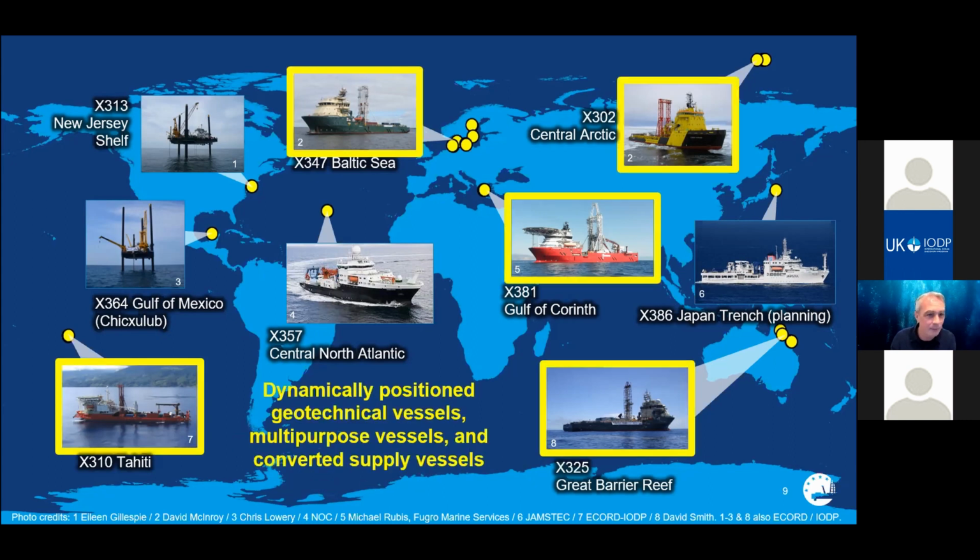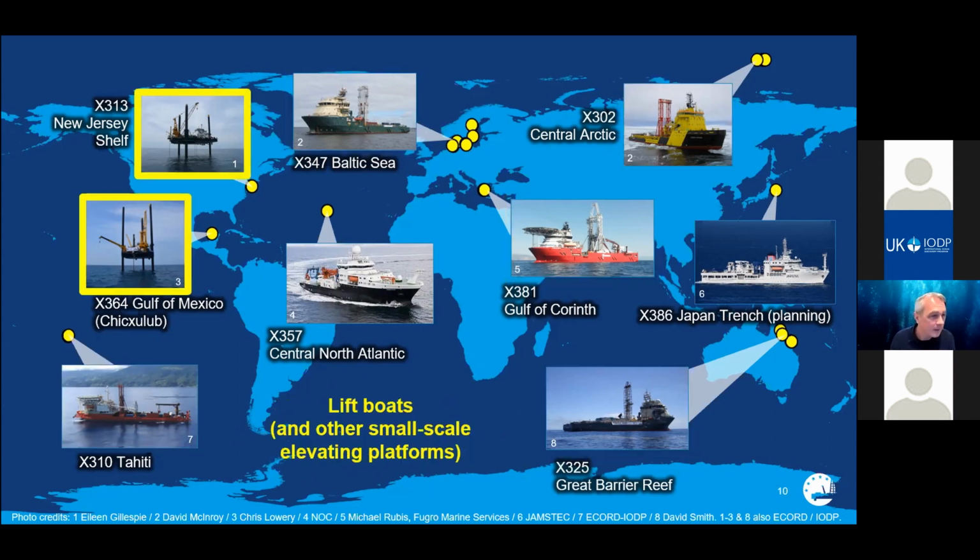The first group are dynamically positioned geotechnical vessels, multi-purpose vessels, and converted supply vessels. So these vessels tend to host heave-compensated geotechnical rigs that are quite a bit smaller than the rig on the JR, and the rigs also tend to be temporarily installed on the vessels. The second grouping are the liftboats or other self-elevating platforms, and their unique characteristic is that they are self-elevating standing platforms, and they look very much like miniature oil rigs, and they are self-propelled, highly versatile, and like most MSPs also require temporary rigs to be installed on them.